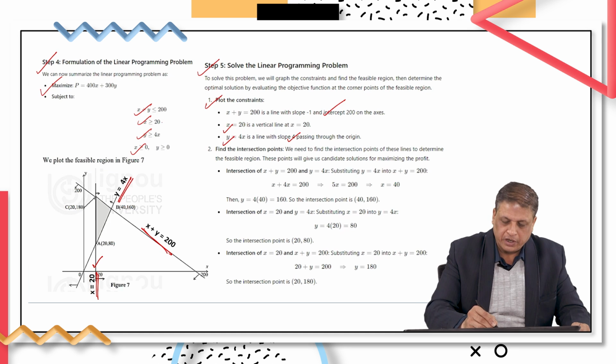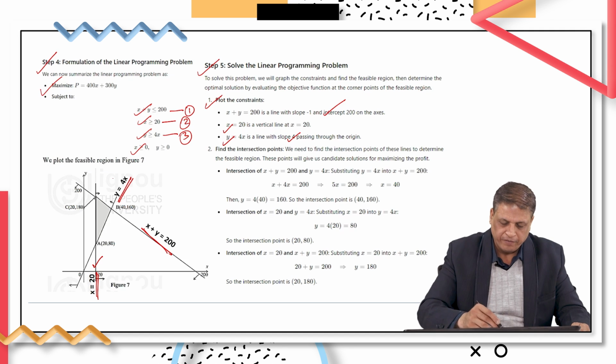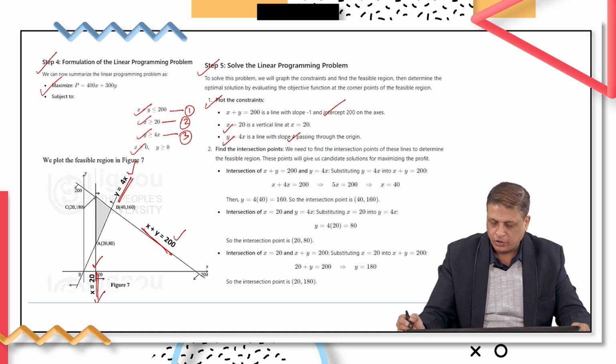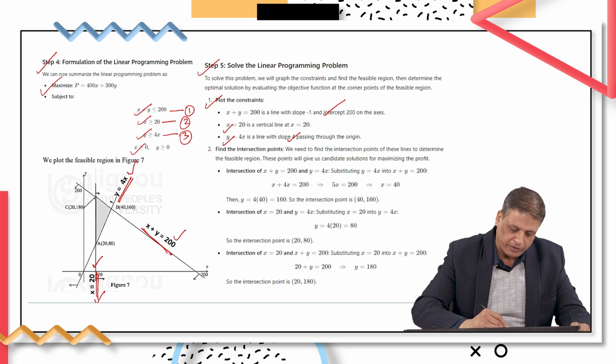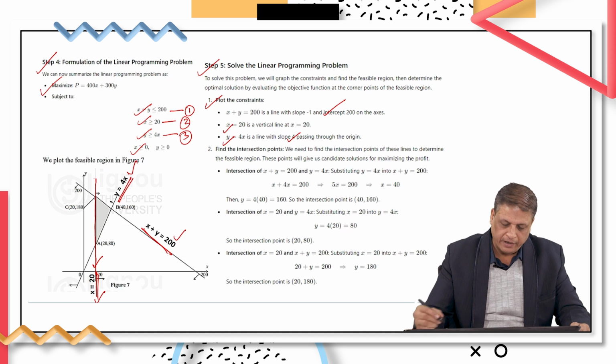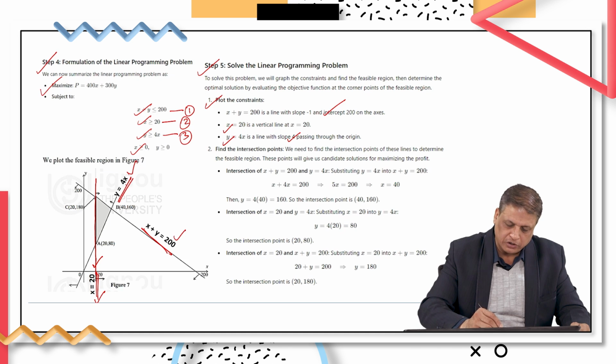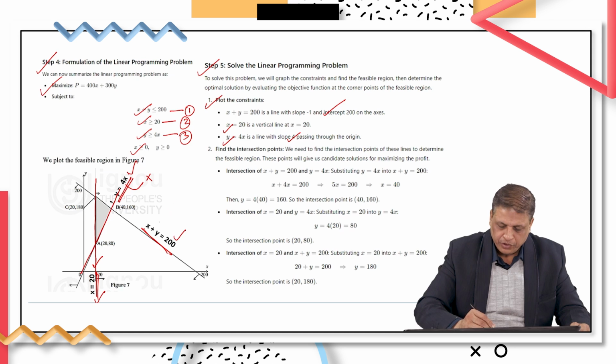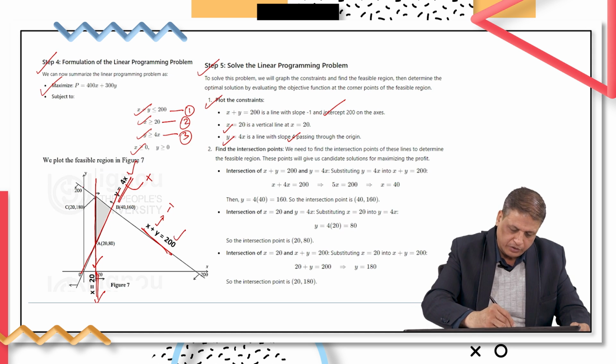So, these 3 constraints lead to 3 equations or 3 lines, that is y is equal to 4x, x plus y is equal to 200 and x is equal to 20. And x is equal to 20 will be the vertical line parallel to the y axis, and y is equal to 4x, because the slope is positive, will be in the rising direction, and x plus y is equal to 200 has a negative slope of minus 1, so it is going to slope in this direction.